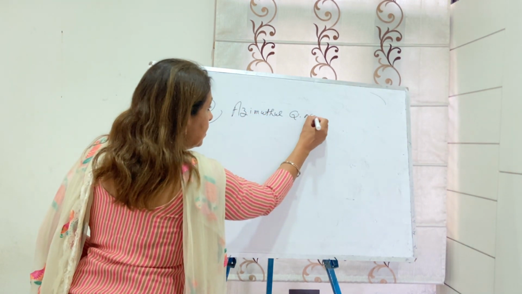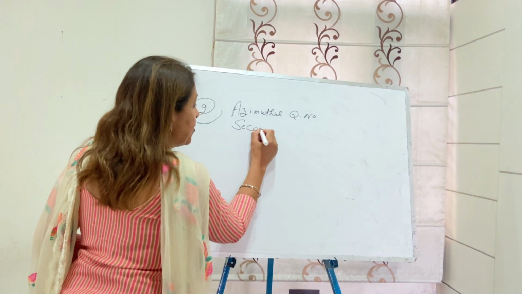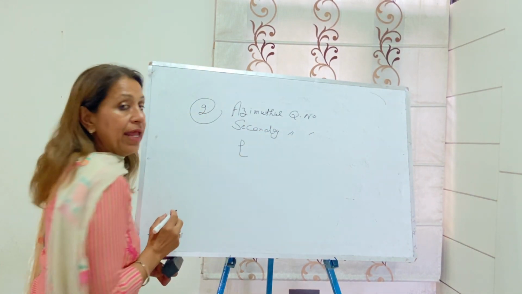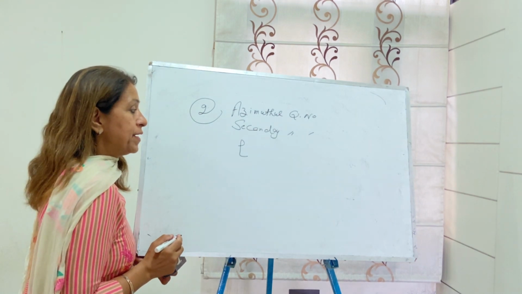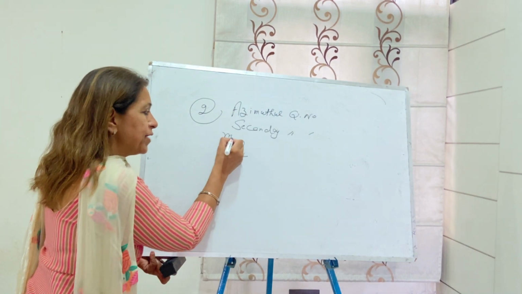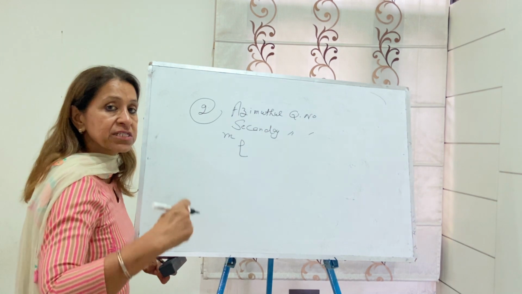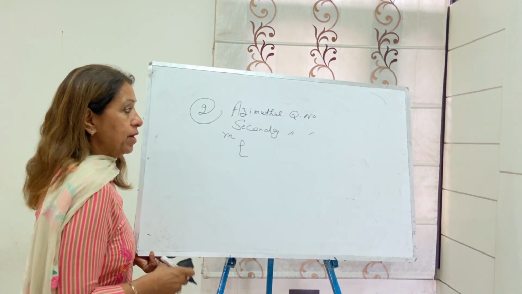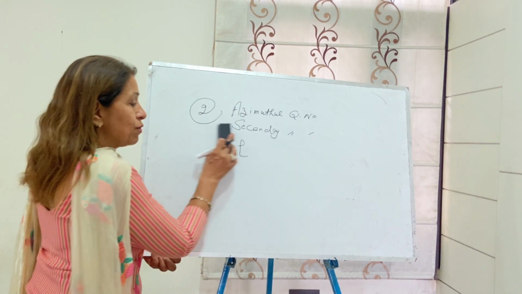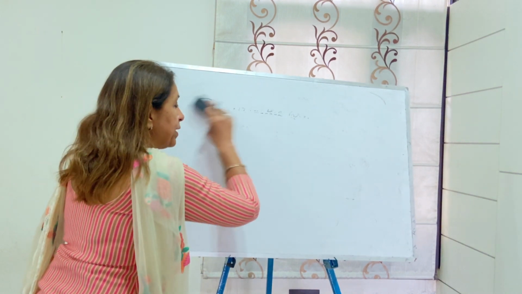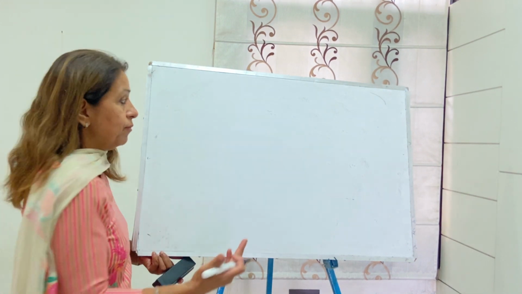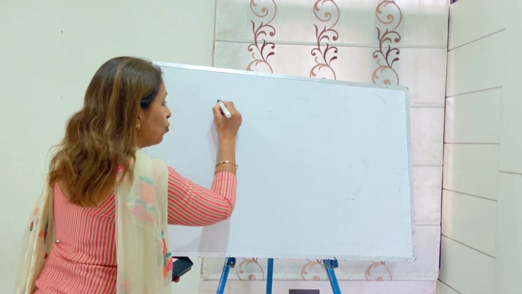Azimuthal quantum number is also known as secondary quantum number. It is represented by L. You can also write it as ML with L as a subscript, or simply write L. Now I am going to discuss this quantum number in detail. This quantum number tells us in which subshell the electron is present. Now I am making one table.